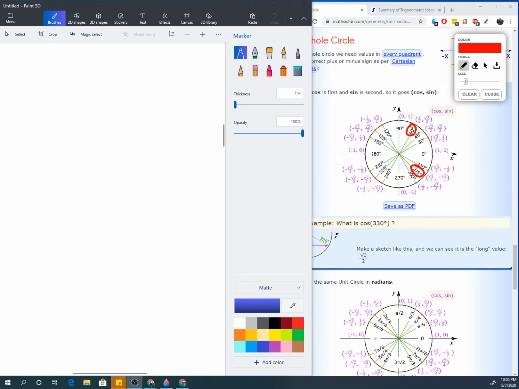So what we're going to do today is solving trig equations. I've got one for you here. Let's say that we want to solve the equation 2 sine of theta minus the square root of 3 equals 0. And you're looking for all of the solutions where theta is going to be in the interval going from 0 to 2 pi.